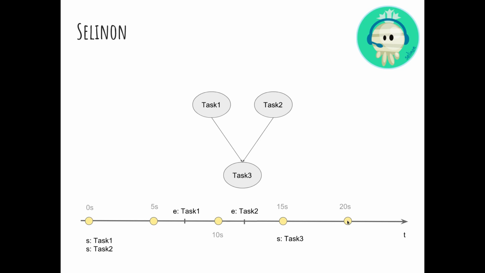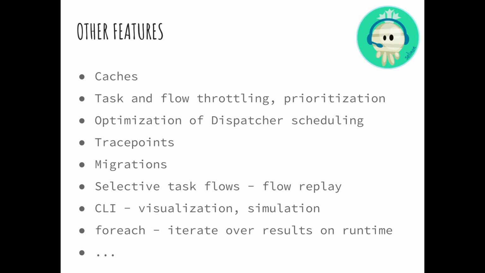This is basically the idea of how Selinon works under the hood, and you can see the dispatcher task as a scheduler that periodically samples the state of your flow, and based on your YAML configuration file schedules new tasks or new subflows respecting your YAML configuration file.